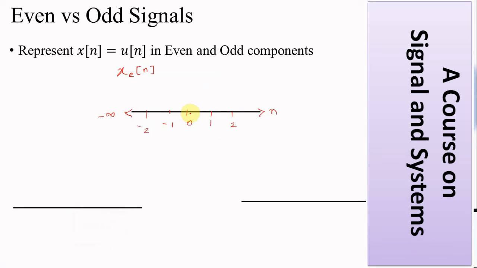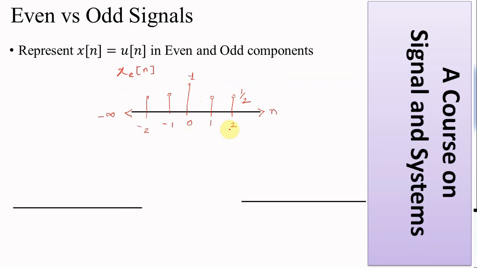At n is equal to 0, I have an amplitude of 1 because we had 1 plus 1 is equal to 2, and divided by 2 it becomes 1, and at all other values the value is half. And this picture also suggests that the signal is even.